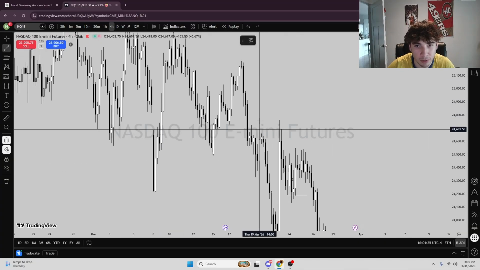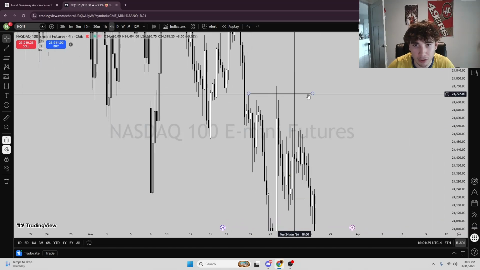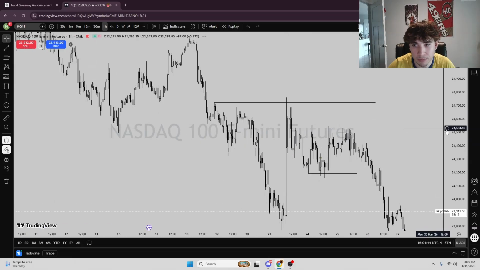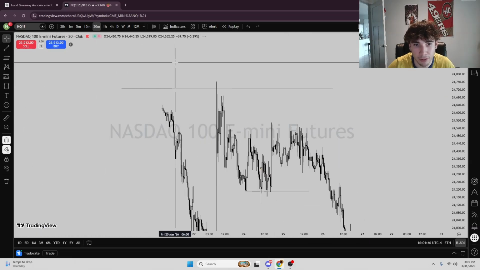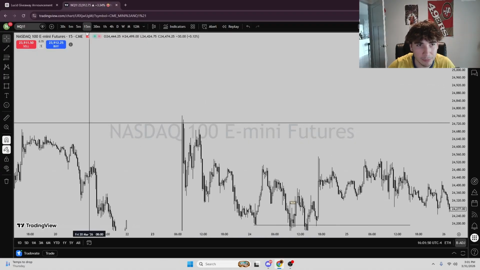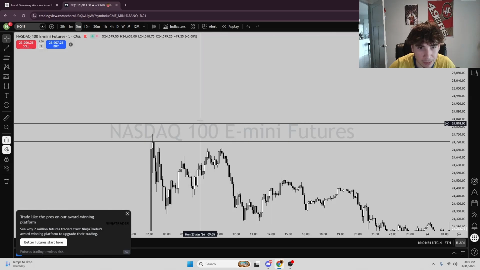Look at this, guys, right here. We sweep a very important high inside of a 4-hour fair value gap. We never close above it. Look what this is, instant reversal. I go to the hourly, same thing, never closed above it. I go to the 30-minute, same thing. 15-minute, same thing. I go to the 5-minute, same thing, never closed above it.